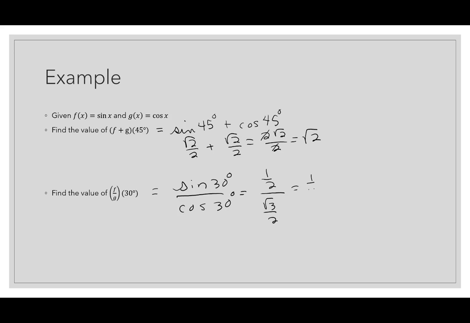We'll simplify this by flipping. So the square root of 3 over 2 becomes 2 over the square root of 3. I can cancel the 2's. I get 1 over the square root of 3. Remember, we need to rationalize that denominator, so that becomes the square root of 3 over 3. Yes, this is the same thing as tangent of 30 degrees, but I wrote it this way just to show what we would do if it says divide.